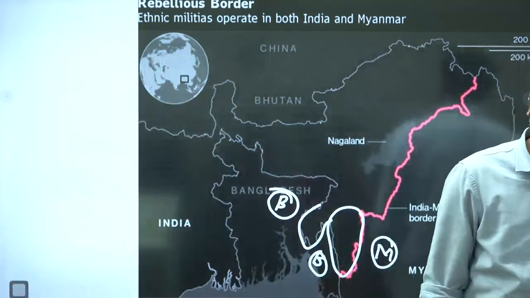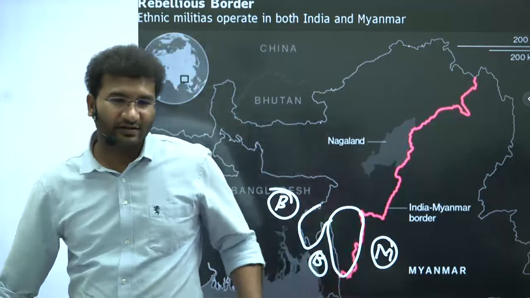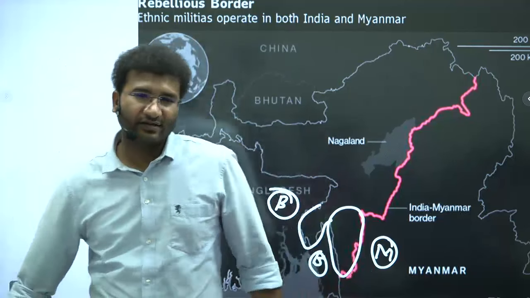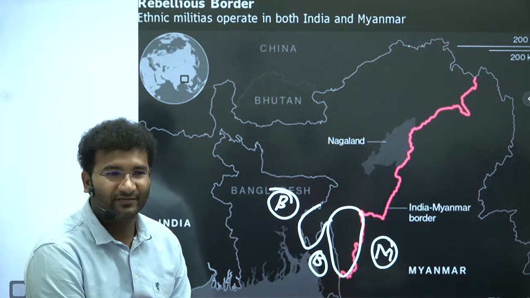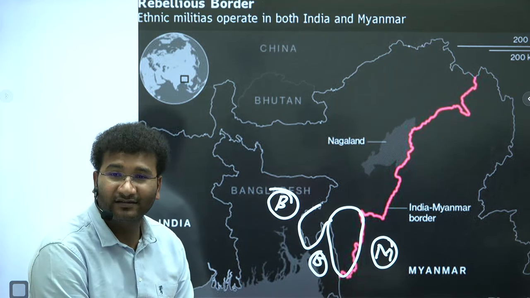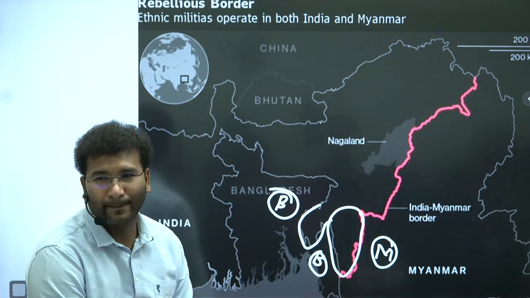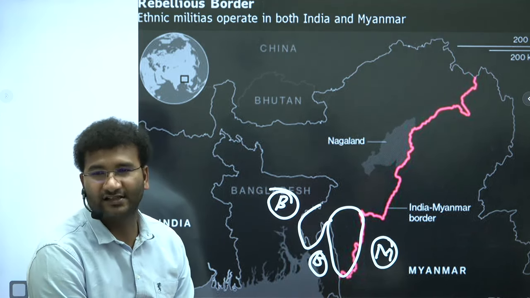Name the state in the northeast which does not have any international boundary. Name the state in the northeast which does not have a boundary with any country. There are no such states in the northeast. All the northeastern states have at least one international boundary. Remember, sometimes this type of question can be asked.